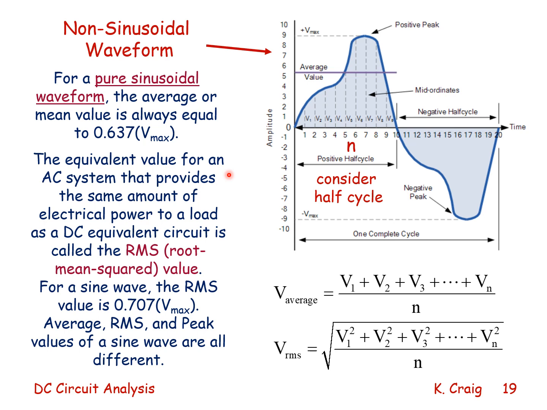Well, the equivalent value for an alternating current system that provides the same amount of electrical power to a load as a DC equivalent circuit is called the root mean squared value. For the sine wave, the root mean squared value is 0.707 of Vmax. And we will see why this is so. So we note that the average, the root mean squared, and peak values of a sine wave are all different.